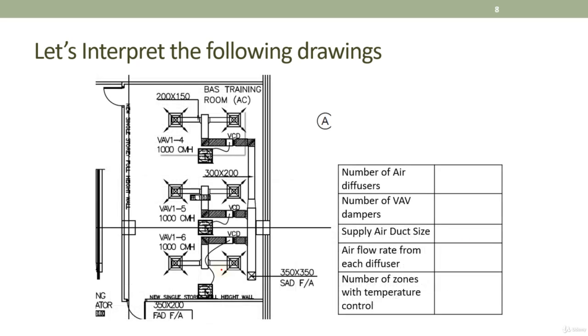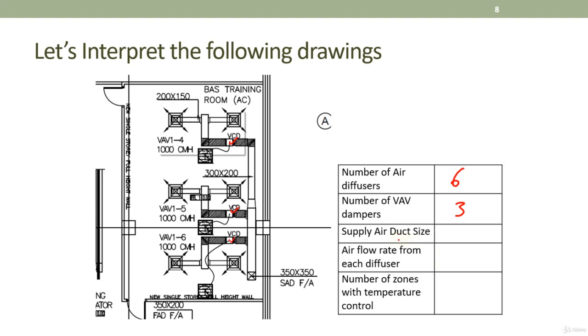Alright, another drawing over here. Number of air diffusers: whenever you see multiple squares like this, a big square to a small square with arrows pointing outwards, it means this is an air diffuser. So there are actually a total of 6 diffusers in this room. How many VAV dampers or volume control dampers? There's actually 3: 1, 2, 3. One damper is supplying air to 2 diffusers. So there are 3 VAV dampers.